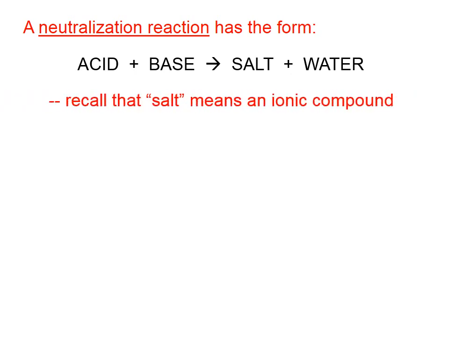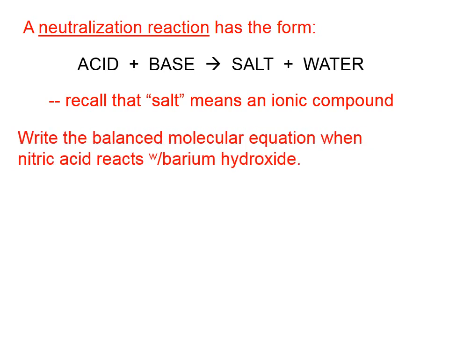Acid plus base yields salt plus water. And recall that the term salt means an ionic compound, that is, something with cations and anions. Let's try an example. Let's write the balanced molecular equation when nitric acid reacts with barium hydroxide. When we say molecular equation, we're distinguishing that from an ionic equation. In an ionic equation, we show all of the ions and represent what they're doing. In a molecular equation, we simply write all of the substances as neutrals. So that's what we're doing here.